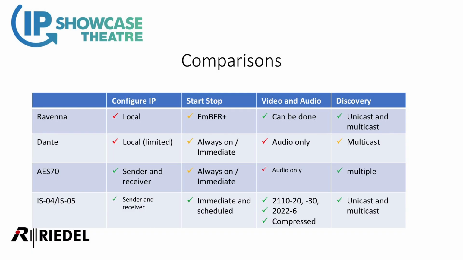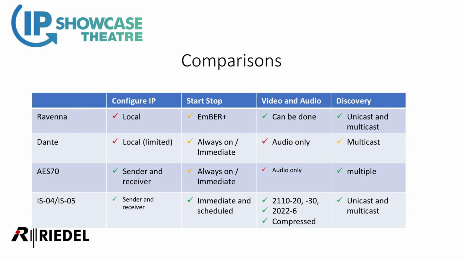Some comparisons, specifically to the audio industry. So we have Ravenna. I don't have a way via Ravenna to configure the IP of a sender, so I usually go to the vendor's or the sender's user interface and configure it. There are protocols to configure it, maybe Ember Plus. The same goes for start and stop, but it's not included in one complete. And it can be for video and audio, so Ravenna uses this RTSP. And the discovery works with unicast and multicast, as it is also based on DNS service discovery.